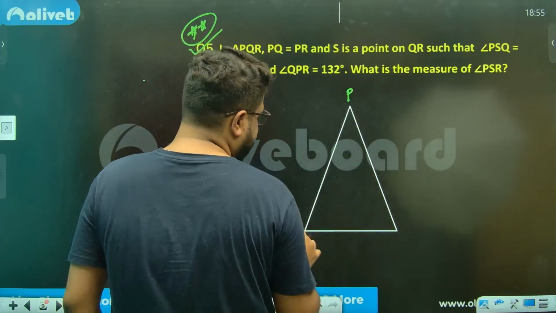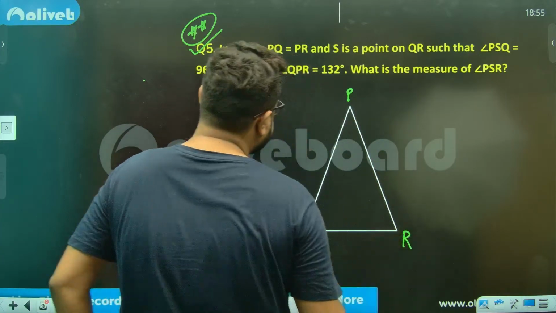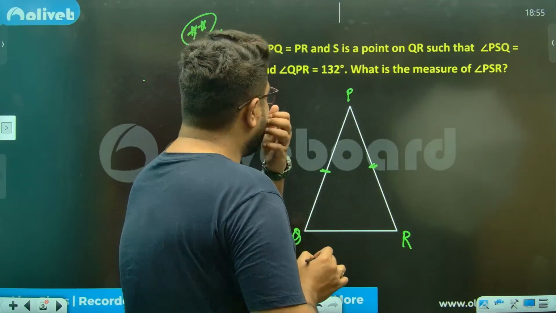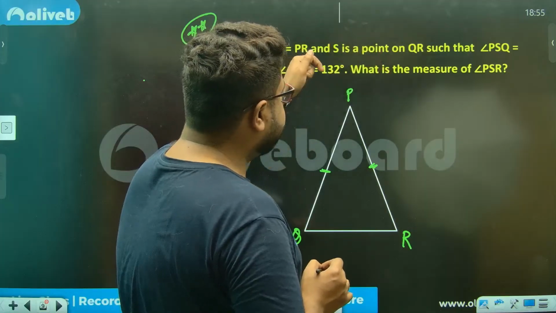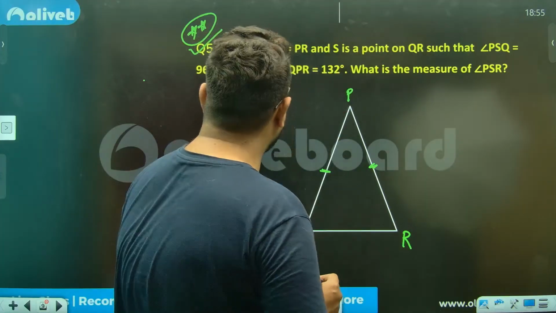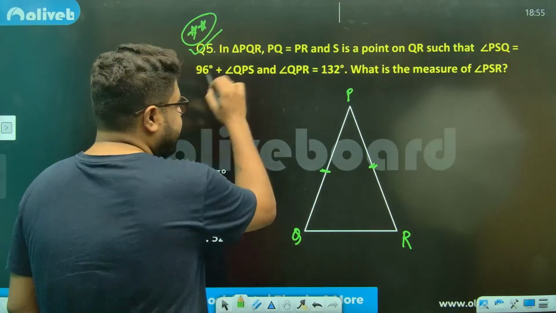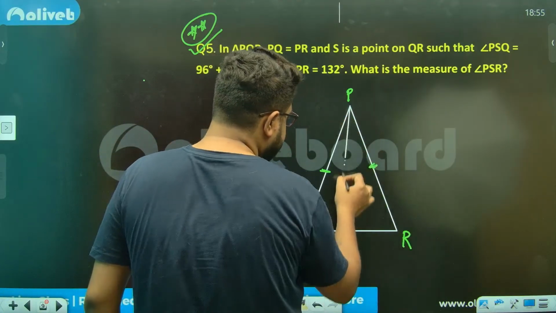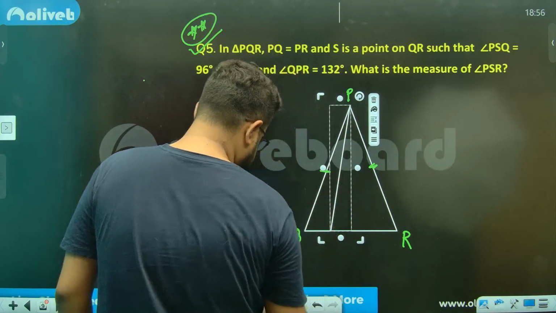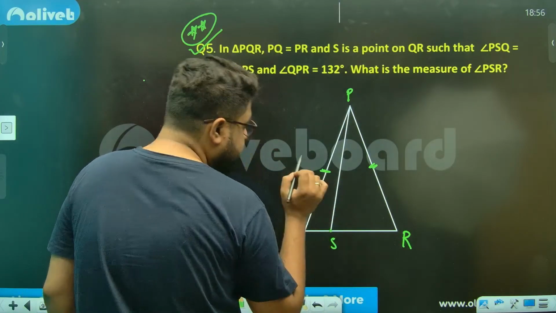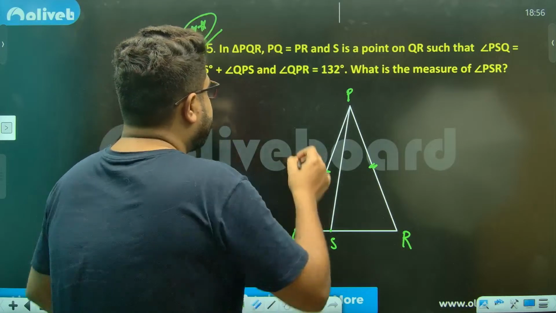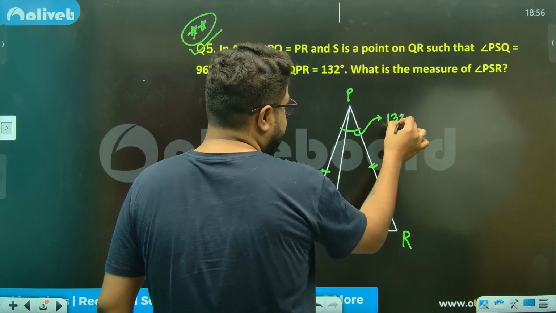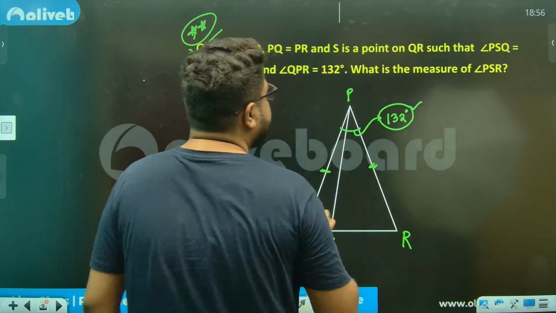So this is PQR, sir. PQ equal to PR. So these two are same. Okay. S is a point on QR such that PSQ is obtuse, 96 degree plus something. Okay. So S will be somewhere around here, sir. QPR, this total angle is given as 132 degrees.